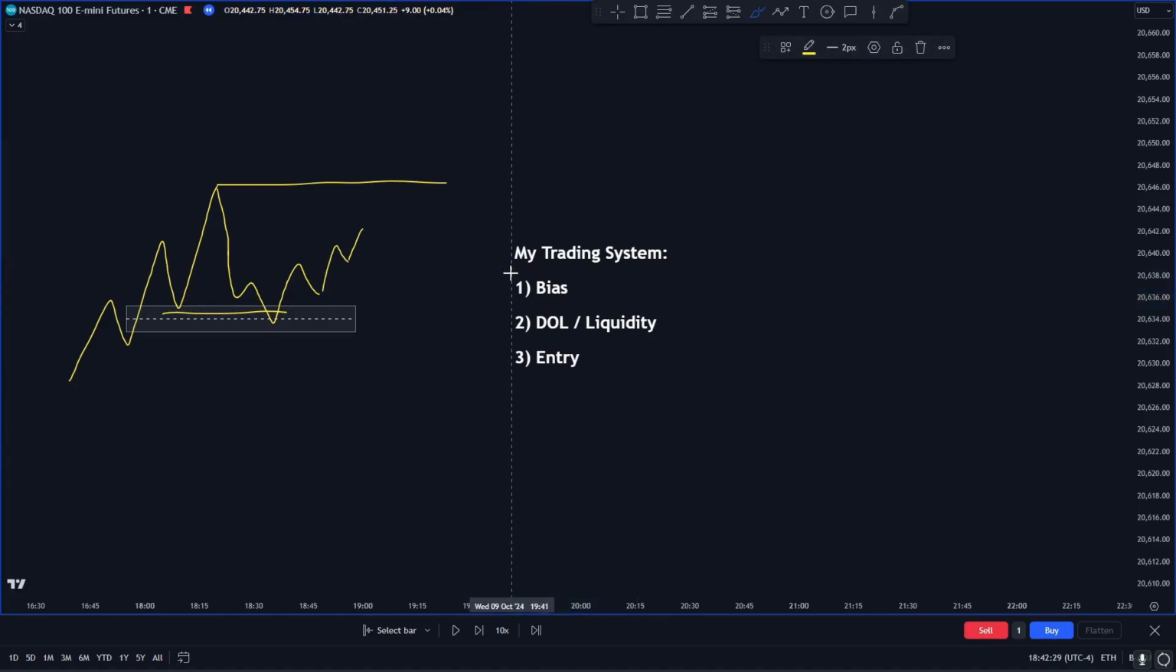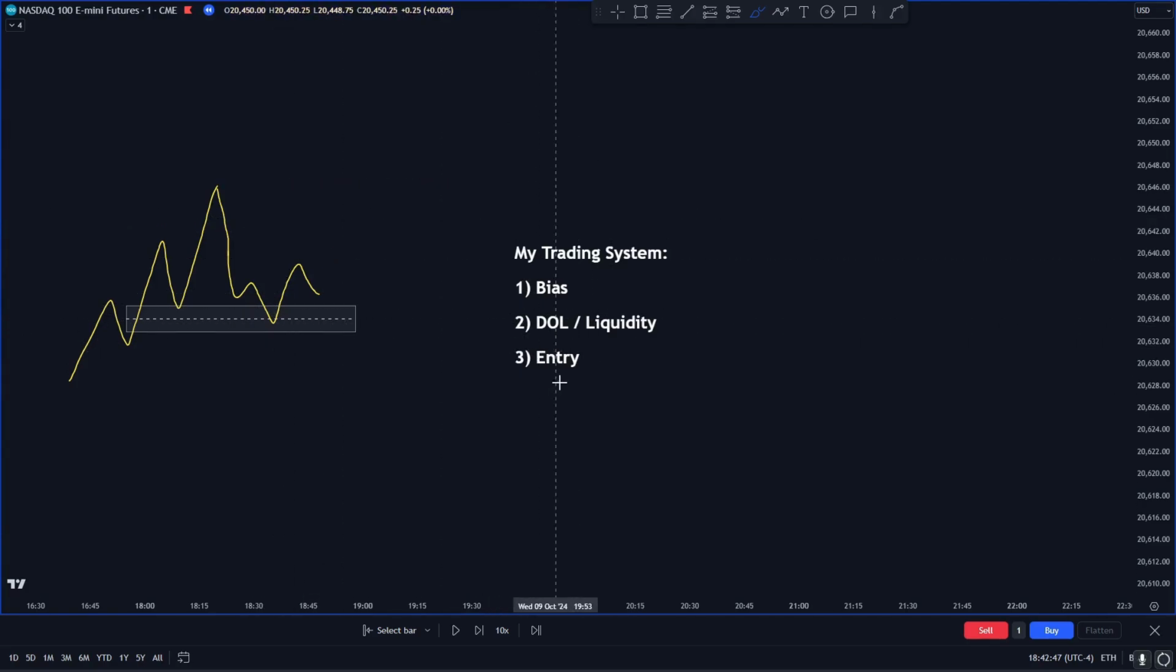Because you've already identified your bias going into the day, right? You're bullish, whatever. But now that drawn liquidity is also aligning together, because it shows we're pushing. That's when you'll find your best trades within this area. So that's pretty much what I've been doing.